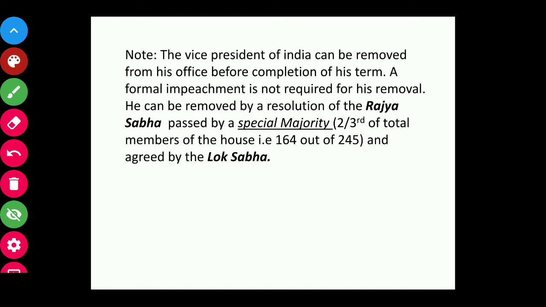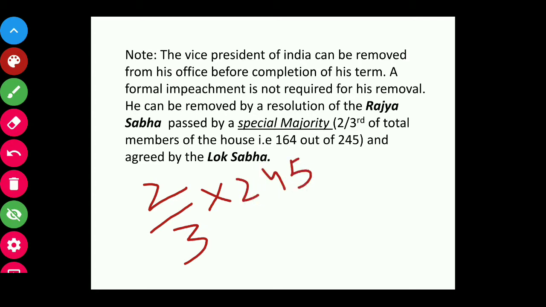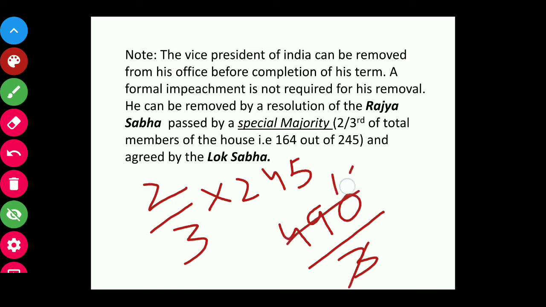So how to calculate the 2/3 of the total members of the House of Rajya Sabha? So 2/3 into 245. So 2 into 245, 490, divided by 3. So it's 163 point something, but roughly you can take it 164.